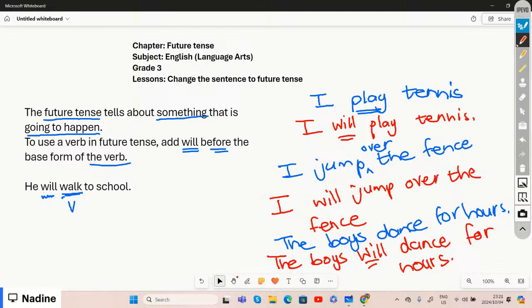All right. So we say that we add the word will in front of our verb, right? And that shows the future tense. All right. So he will walk to school. Will we add in front of our verb. So well done.